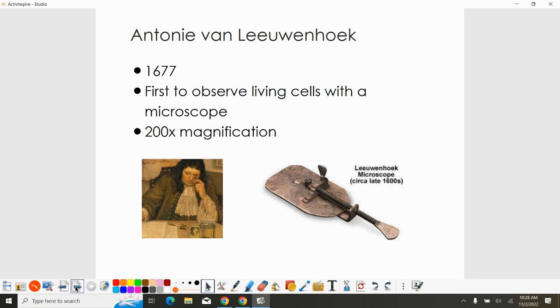The first person to actually observe living cells would be Antoine van Leeuwenhoek. He had his own little microscope, this tiny little thing you see him holding up to his eye. And in that tiny little microscope, he was able to see the first living things in 1677. His microscope had only a 200 times magnification. The microscopes that we use in the lab have twice that much power.